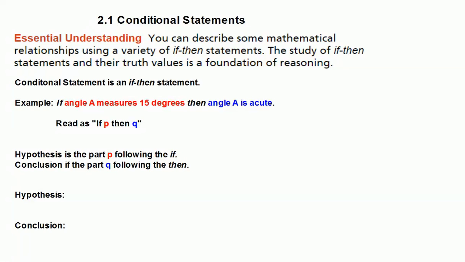The essential understanding is that you can describe some mathematical relationships using a variety of if and then statements. The study of if and then statements and their truth values is a foundation of reasoning. So this chapter is a lot about reasoning and logic. So the first thing that we have to understand is the conditional statement. A conditional statement is an if and then statement.